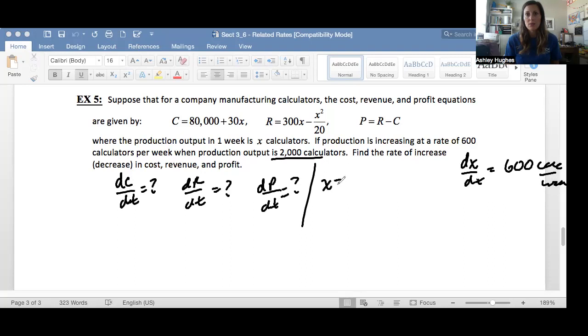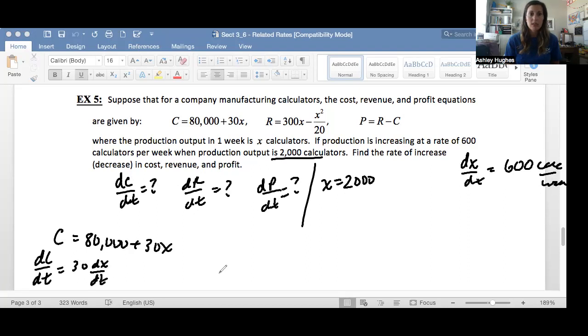when x equals 2000. Okay, so C is this 80,000 plus 30x. dC/dt then would just be 30 dx/dt. What is dx/dt? 600. So we just get 30 times 600. So that would be 18 with 1, 2, 3 zeros, so $18,000 per week. Okay, so the cost is increasing $18,000 per week. Then I'm going to find dR/dt.